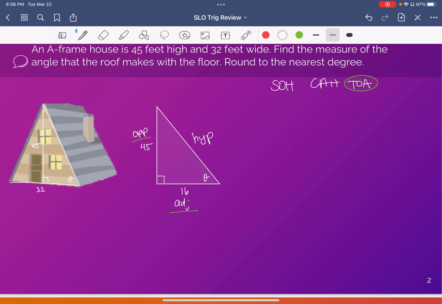So you have tangent, and any trig function is always attached to the angle. Since we don't know the angle, we'll just put theta: tangent theta is equal to opposite over adjacent. Now we have tangent theta, but we need theta by itself. So to get rid of the trig function, you multiply by the inverse of tangent on both sides. And then you're going to do theta. And then on your calculator, you're going to do inverse tangent.